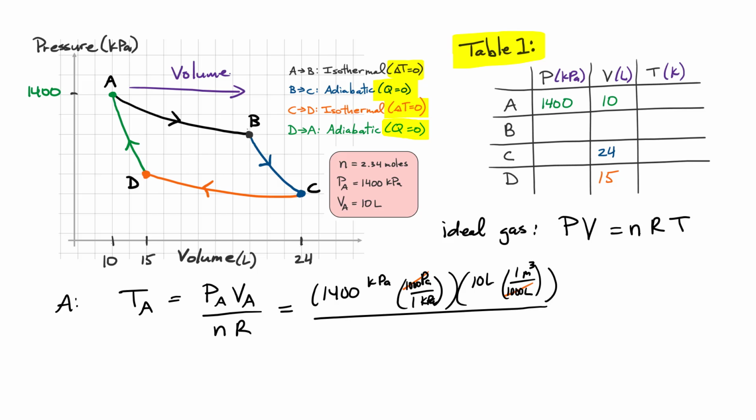All right, now we are left with the number of moles, 2.34 moles, and then the ideal gas constant is 8.314, just the number. All right, I put the numbers in the calculator, and I get something that is around 720 Kelvin. So let's go ahead and put that in our table. 720 was our calculation here. So that's good. So we know the temperature at point A. Now, how do we figure out all these other values over here? So let's go on the next page and think about how we can approach this now.